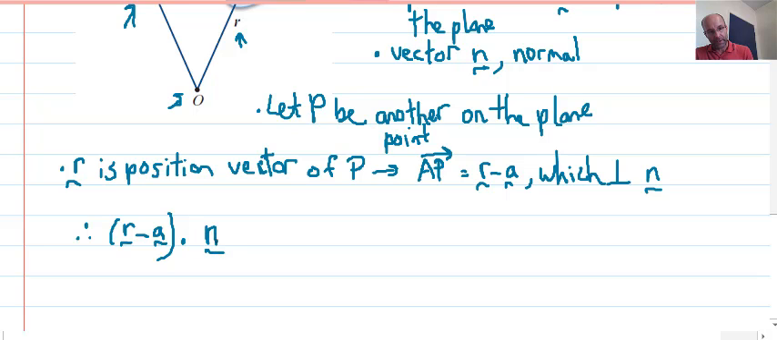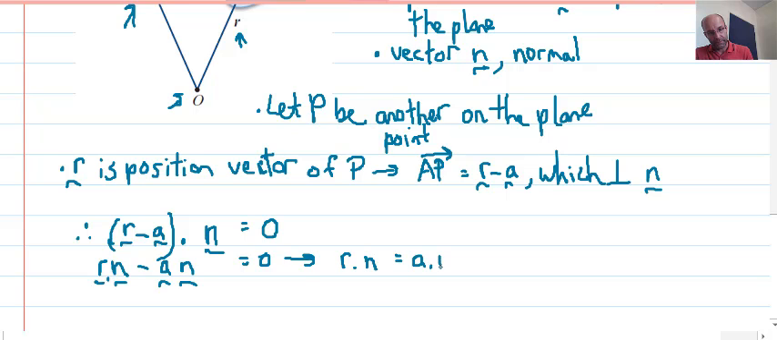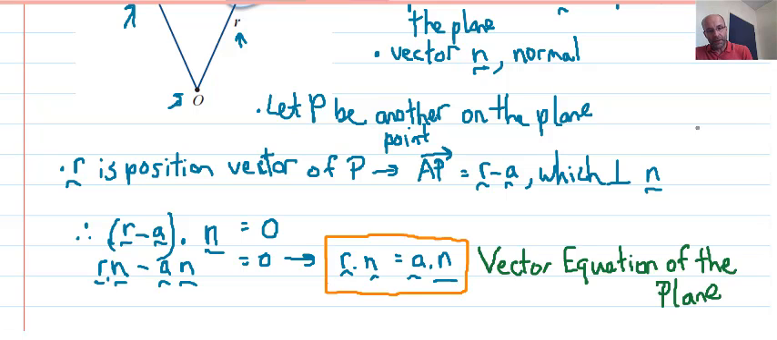So what's going to happen when we dot those two together? We'll get 0. Using the distributivity of the scalar product, the dot product, we get r dot n minus a dot n, that equals 0, which suggests that r dot n equals a dot n. This is the actual vector equation of the plane. So note that r dot n equals a dot n.